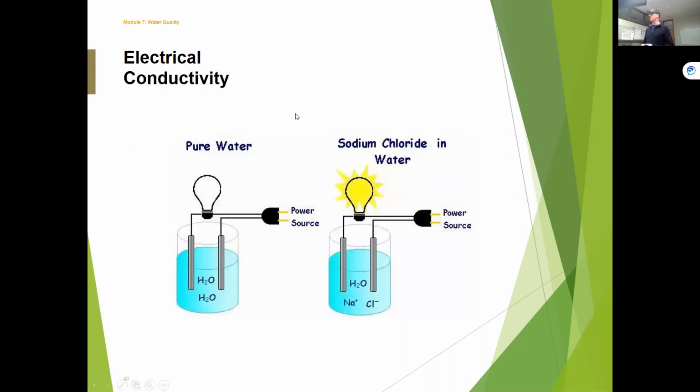Here's an example. You can see if I had a power source here and I put those two electrodes into this pure water on the left here, the light bulb does not turn on. It will not conduct electricity.